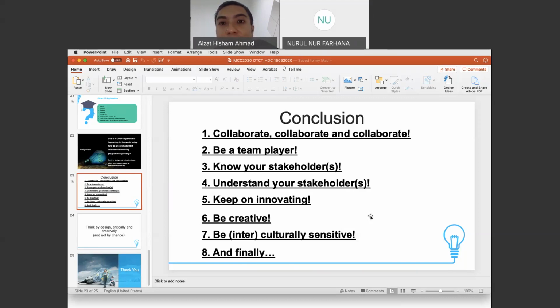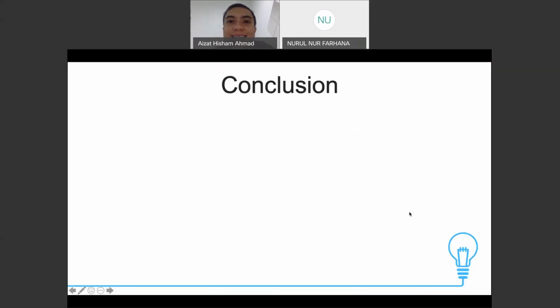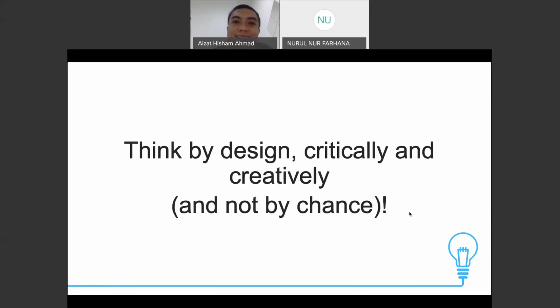Intercultural competency or intercultural skills are another set of skills that you might want to learn. That will be another course or program. We will also have another series of discussions about intercultural skills. And finally, the conclusion here is to think by design, critically and not by chance.